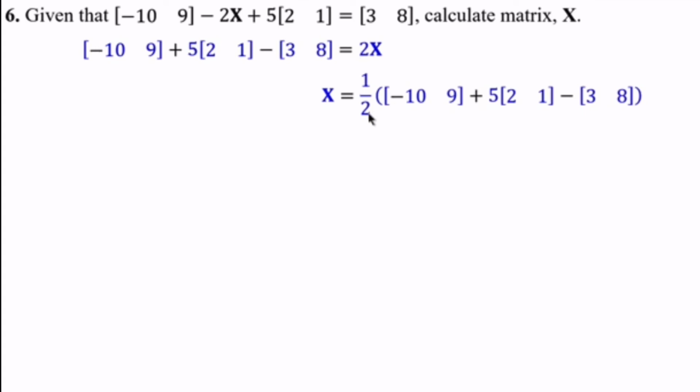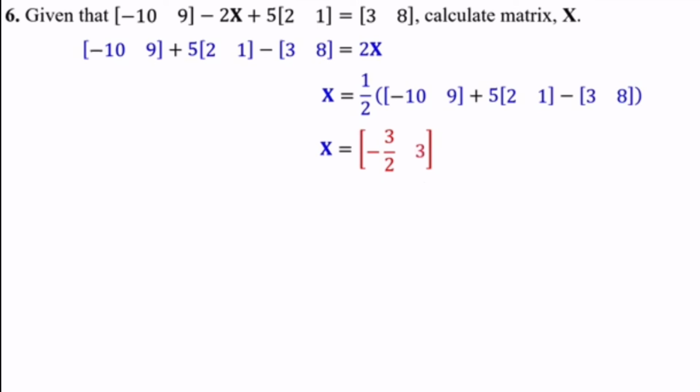Okay, so now the answer for matrix x can be found if we simplify carefully. So let's see, we have negative 10 times 1/2 plus 5 times 2 minus 3. Okay, be careful, 5 times 2 and minus 3. So then we will write down the answer first, which is equivalent to negative 3/2. Then for another element, we will take 1/2 times the 9 plus 5 times the 1 minus 8. So we just do it carefully and double check. 1/2 times the 9 plus 5 times 1 minus 8, you'll get 3 for matrix x. Okay, so that's how you solve the matrix x.